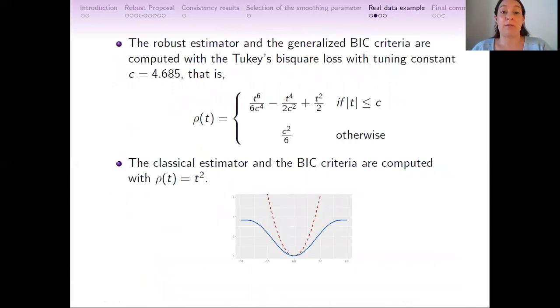In order to compute the robust estimator and the generalized BIC criterion for selecting the number of terms in the basis of B-splines, we used the Tukey bisquare loss. And the classical estimator and the BIC criterion used the quadratic function. We also considered cubic splines, that is, the degree of each B-spline is equal to 3, and the same number of terms in the sum for the approximation of each additive function. After computing the BIC criterion, 5 terms for each additive function and both estimators were selected.